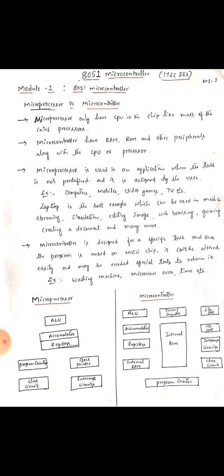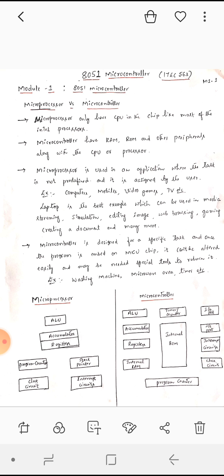Whereas a microcontroller is designed for a specific task, and once your program is embedded on the microcontroller chip, it is really difficult to alter and you may need special tools to reburn it. So a microcontroller is designed for a particular task, whereas a microprocessor is one where the task is not predefined and will be assigned by the user.